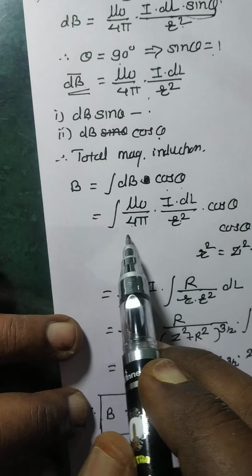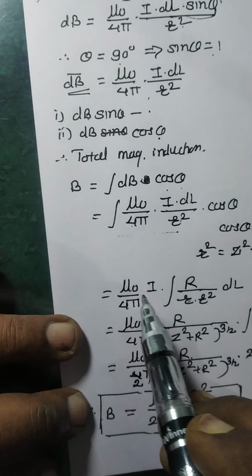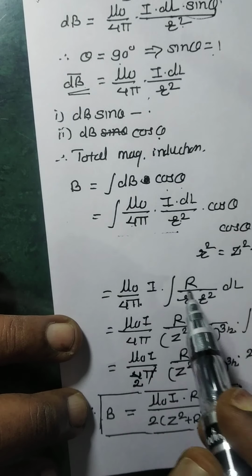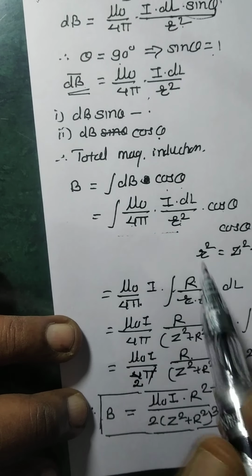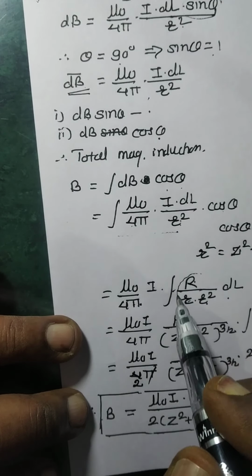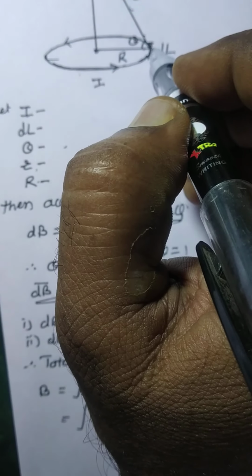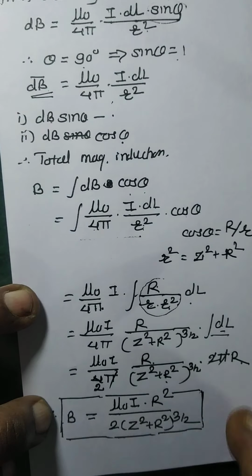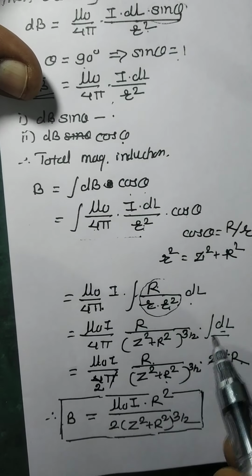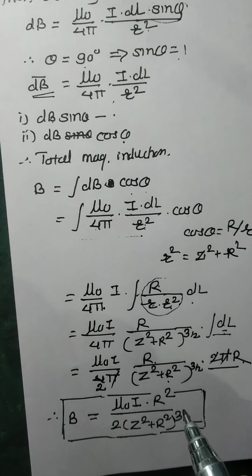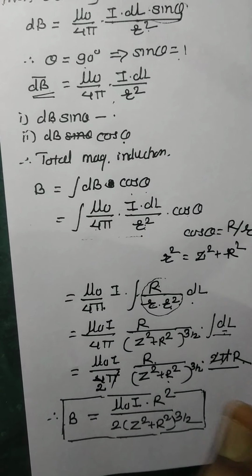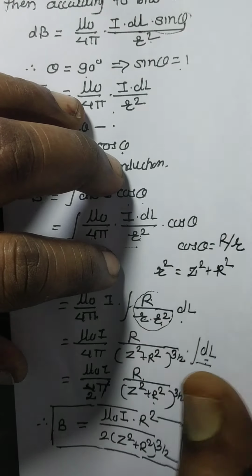dB cos theta. We put the value of dB here, take the constant terms outside, mu naught I divided by 4 pi, integration of cos theta r by r squared, dl. All these terms are constant as long as we do not change this point. Even if the position changes, these terms are constant, so we took them out. dl, that is the length of the small element, integration means the total length, that is the circumference. The terms cancel. This is an expression for magnetic induction along the axis of a current carrying circular coil.